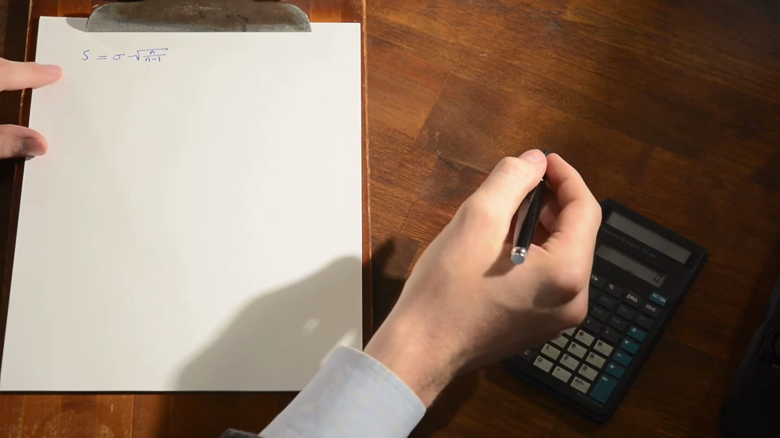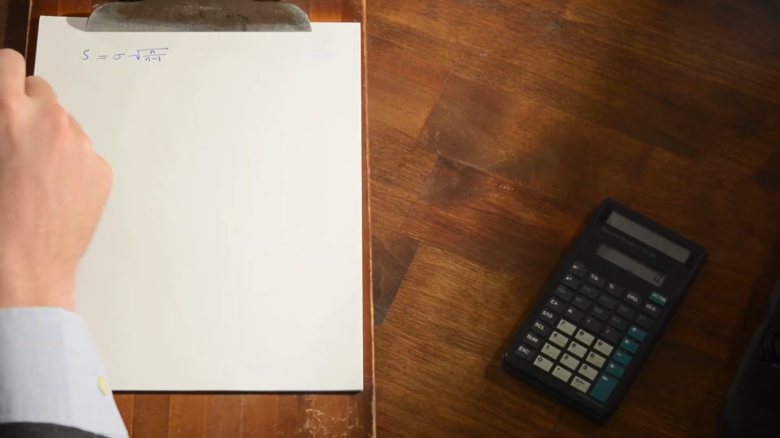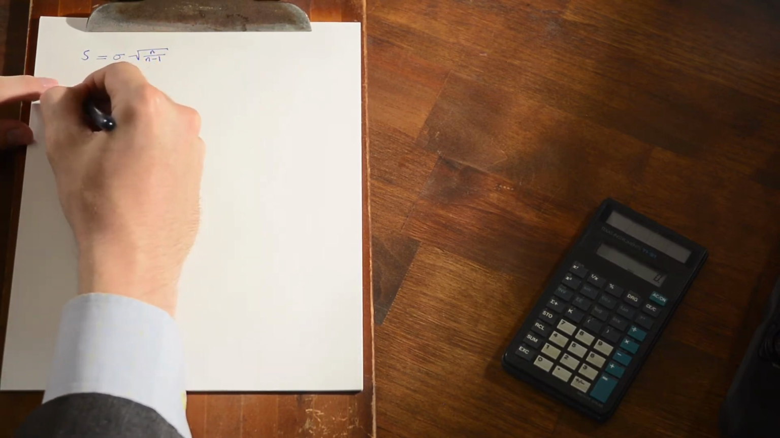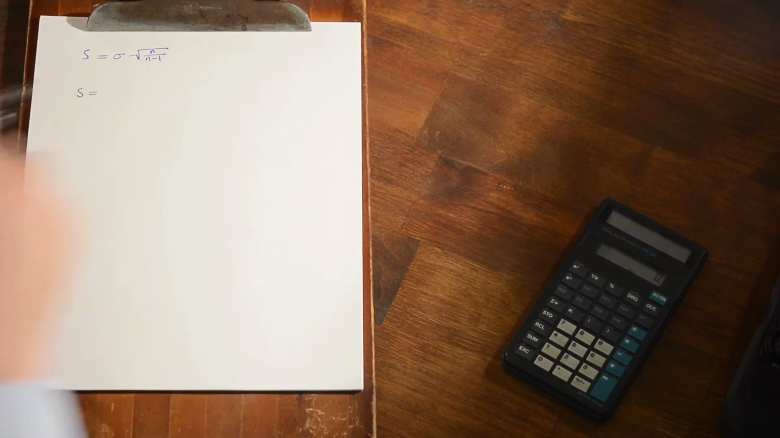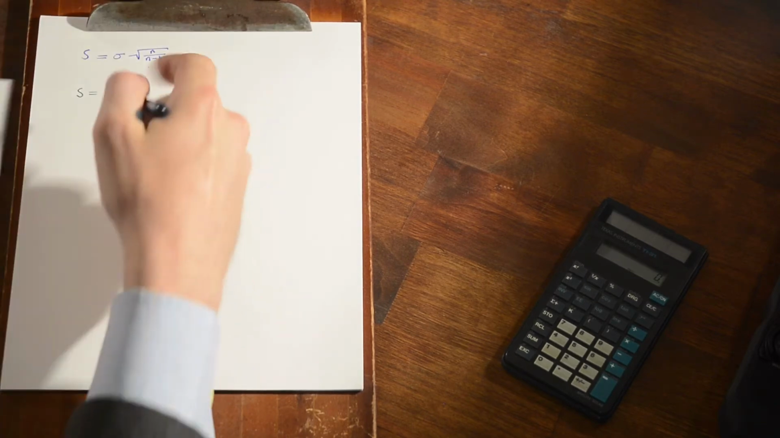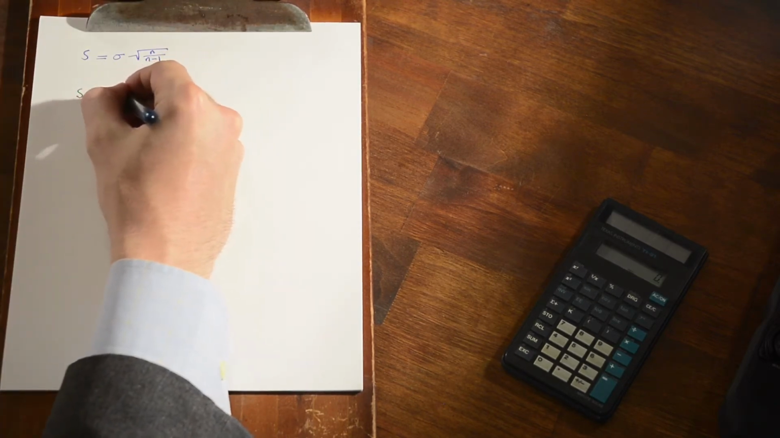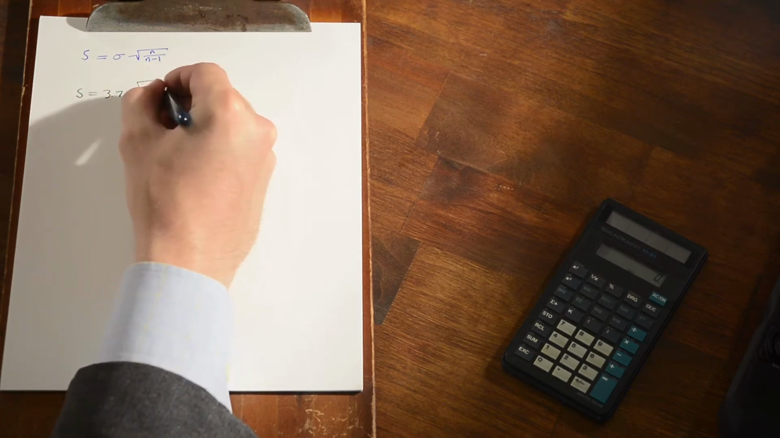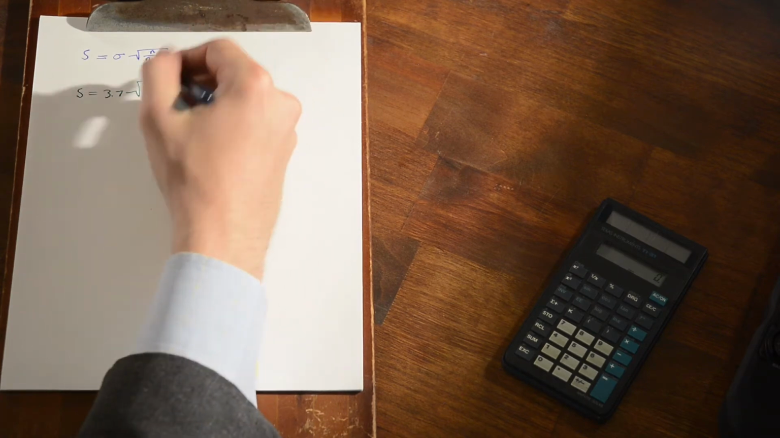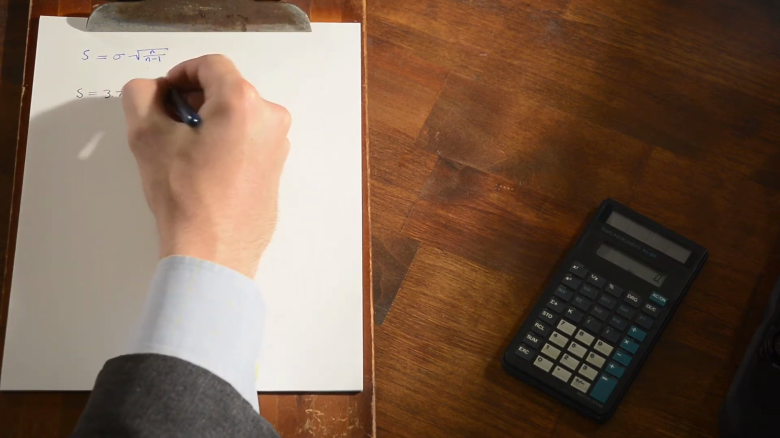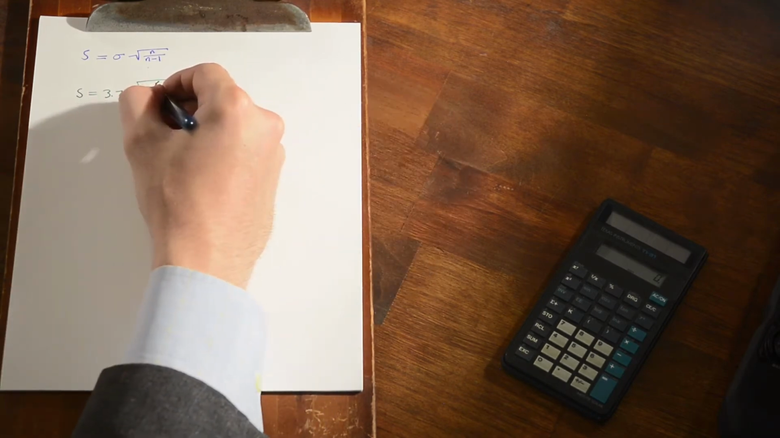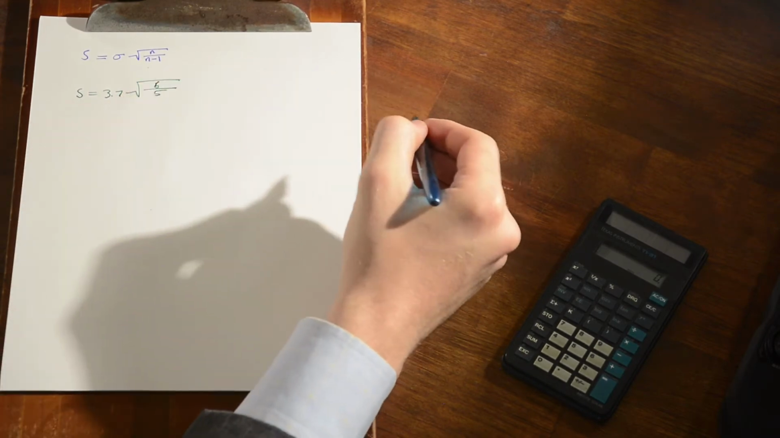So how do we do this? First we've got to fill this in. Let's do that in green. So S, we don't know what it is. We're hoping to find it. It's equal to, we pull out that calculation, sigma is 3.7 times the square root of n over n minus 1. We had 6 different data points, so n is equal to 6. And n minus 1 is just 6 minus 1, which is 5.